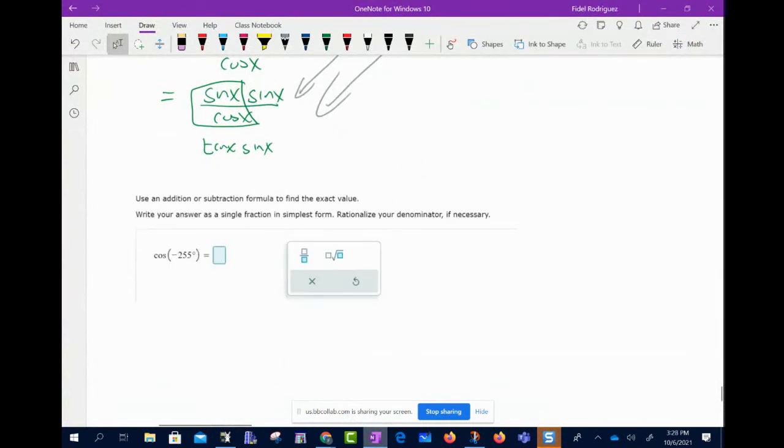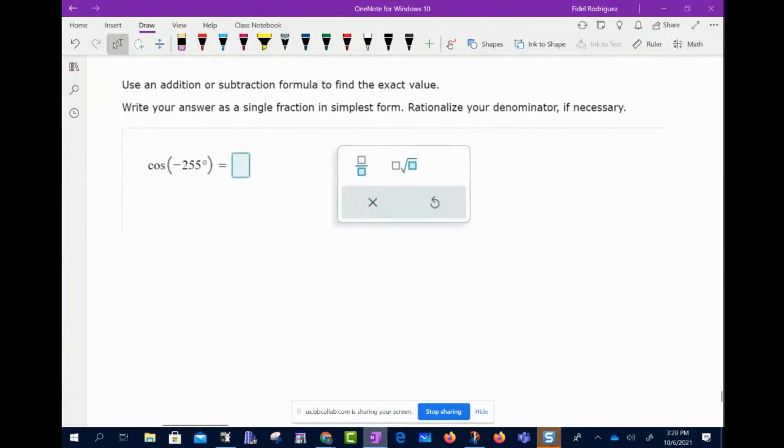Okay. So take a look here, y'all. It says use the addition or subtraction formula to find the exact value. Write your answer as a single fraction in simplest form. Jonathan, this is one you were asking about the other day. It was similar to this one here. Oh, sorry, Christian. Christian, this is the problem that you were asking about on Monday in class, except yours had radians, right? But it's the same type of problem.